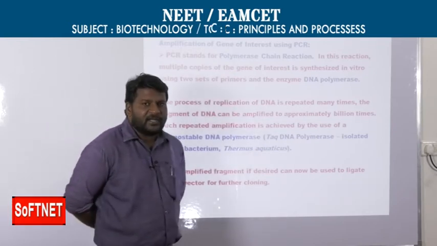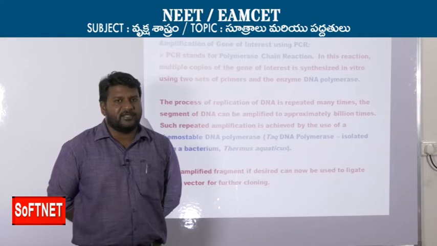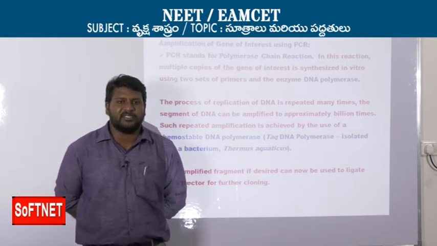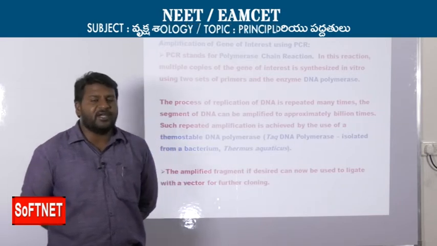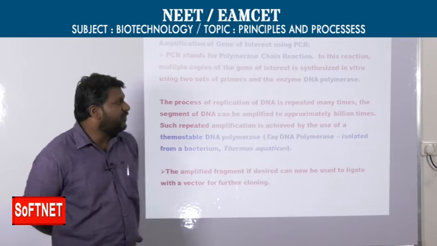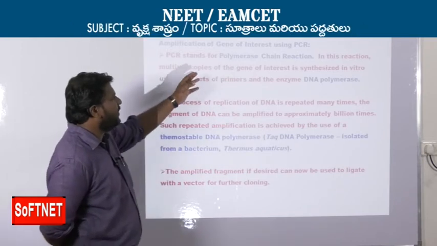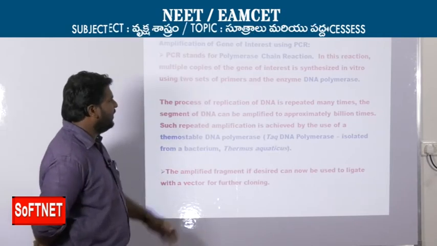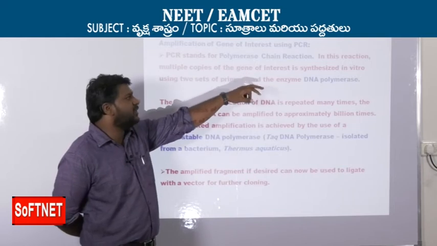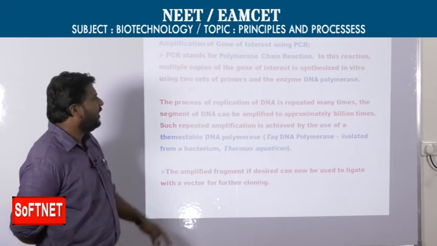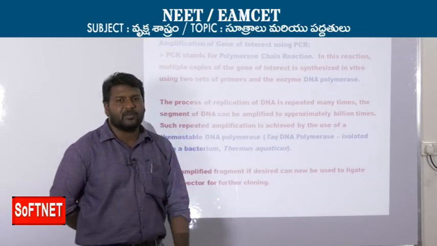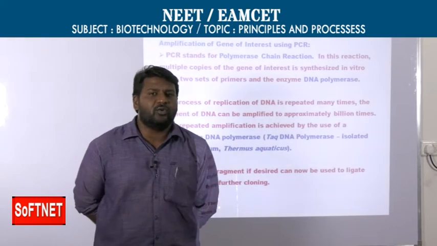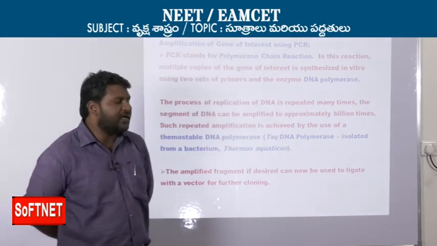Now, we have prepared recombinant DNA in the vector using a plasmid. We have incorporated a foreign DNA with the desired genes into the plasmid. Now, we need to multiply these DNA fragments, or this plasmid DNA. This can be done by a process called PCR, polymerase chain reaction. In this reaction, multiple copies of the gene of interest are synthesized in the laboratory using 2 sets of primers and the enzyme called DNA polymerase. This process of replication of DNA is repeated several times to get billions of copies of the desired DNA fragments.